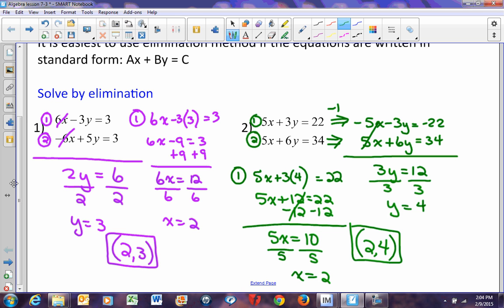And I can check that. 5 times 2 is 10. 4 times 3 is 12. 10 plus 12 is 22. That works. 5 times 2 is 10. 6 times 4 is 24. 24 plus 10 is 34. That also works. So this is solving by elimination.